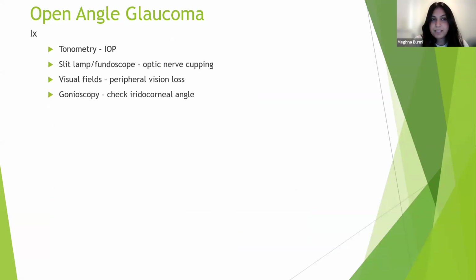Okay. So what do we do to check? We can do tonometry to quantify the intraocular pressure, and that's good for monitoring this condition over the months and years that a patient might have glaucoma. We can look at the optic nerve for cupping with a fundoscope or a slit lamp. We can quantify the visual field defect, especially because it's peripheral vision loss. We want to track how bad it's getting. And we can, again, check the angle with gonioscopy.